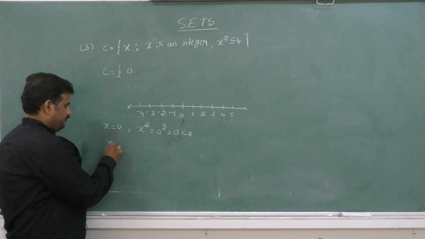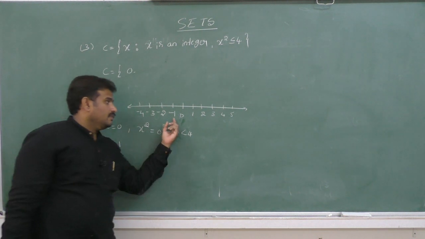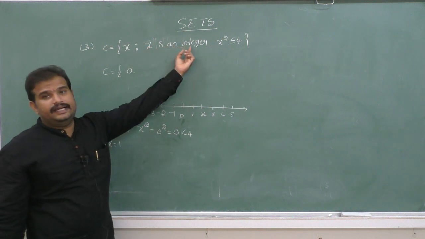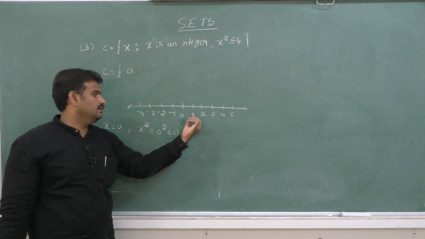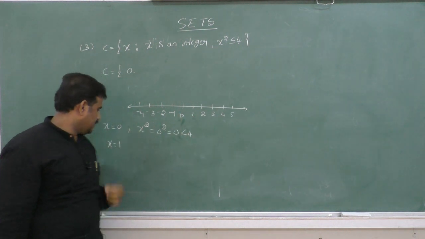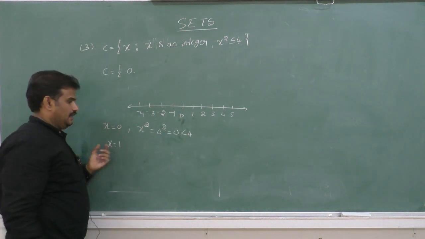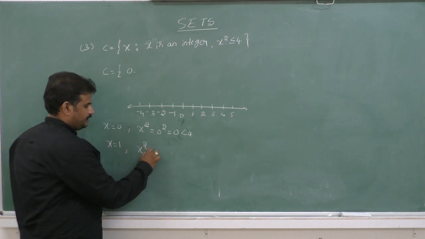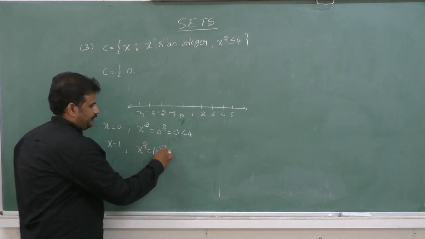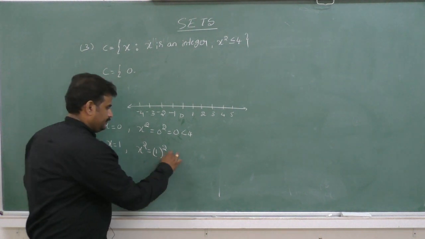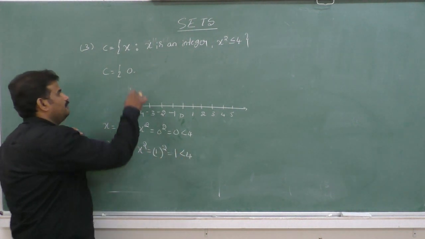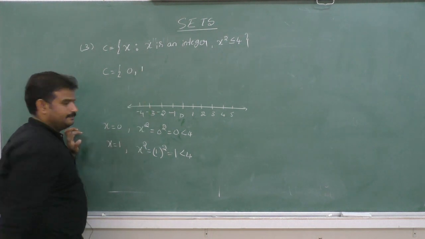Next, when x is equal to 1, we have many points between 0 and 1, but we have to check for integers. That is why after 0, we have to take 1. If I take the x value as 1, what about your x square? x square is equal to 1 square. What is 1 square? It is 1. So, clearly 1 is less than 4. So, we got one more value, it is 1.